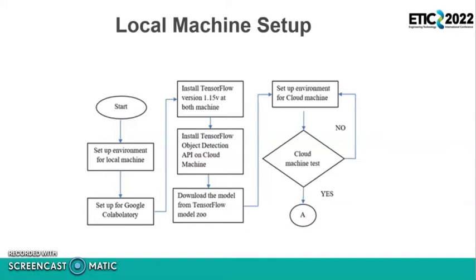Okay, first, we will look at the local machine setup. This is the flowchart for the local machine setup. The process starts with the local machine setup and also the Google Colab setup. Software TensorFlow version 1.5 will be installed in both machines. Next, the TensorFlow Object Detection API will be installed on the cloud machine, and the cloud machine will be set up. And lastly, the cloud machine is tested whether it is working or not.